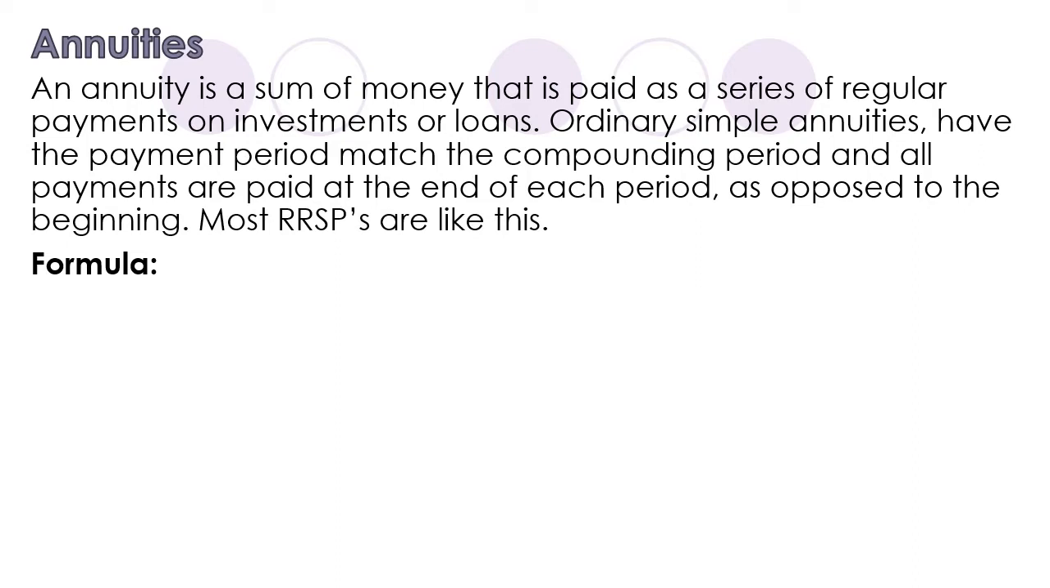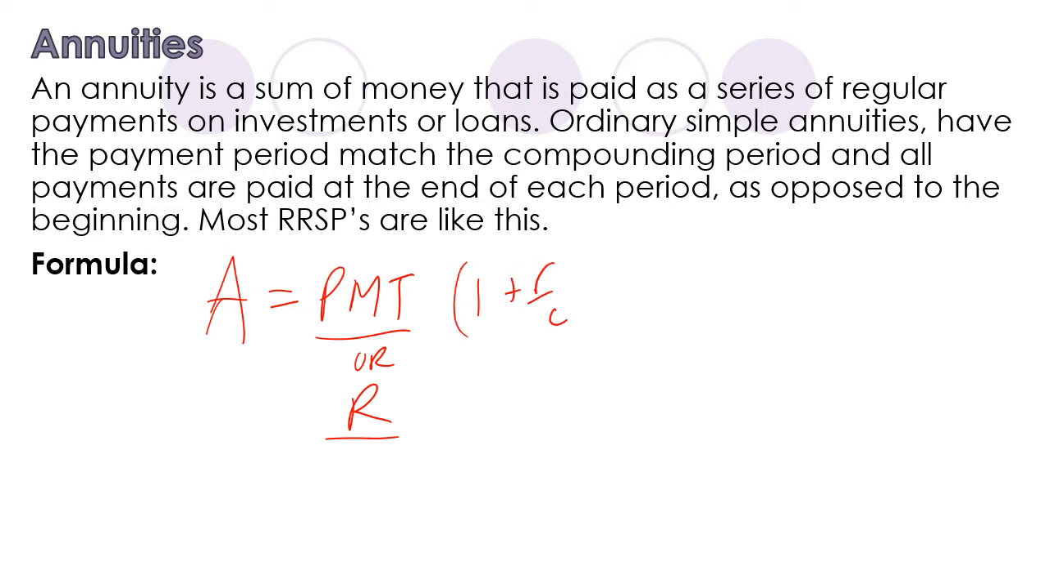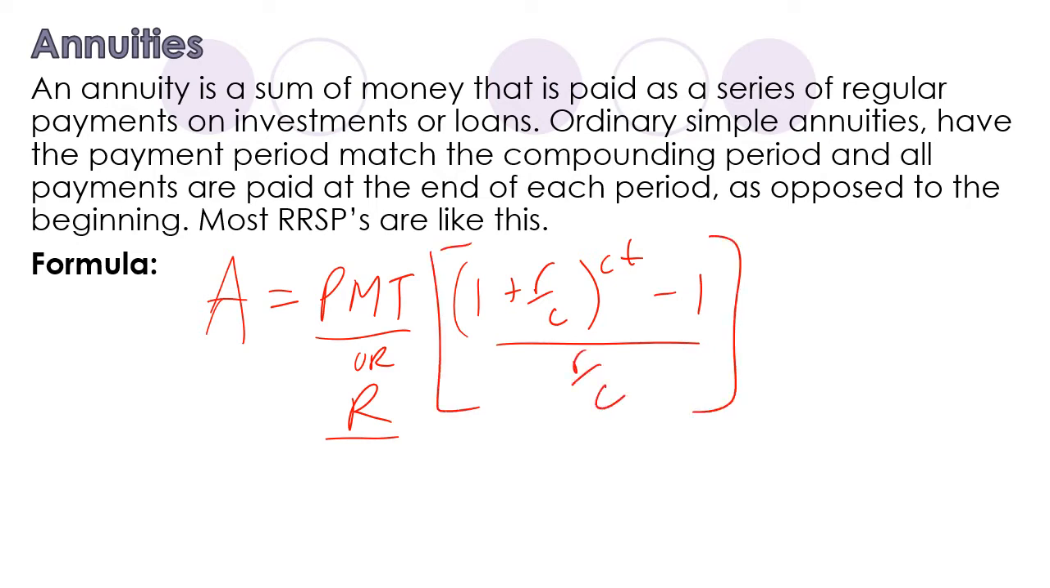This formula is a bit more complicated, but you do get to see it. You get to have it as a reference. You don't have to memorize it, just how to use it. So here is our formula. A equals PMT. This is all one thing. Sometimes you might see it as R. 1 plus R over C to the CT minus 1 all over R over C. And that's all in brackets.